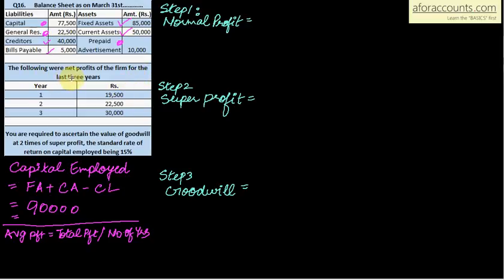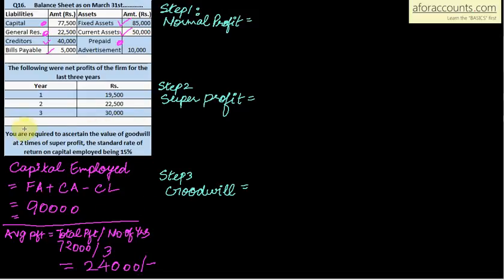Now, the following were the net profits of the firm for the last 3 years. The profits are given: 19,500, 22,500 and 30,000. So we need to find out the average profit here. So 19,500 plus 22,500 plus 30,000 comes up to 72,000. So average profit is total profit 72,000 divided by number of years 3. So average profit is 24,000.